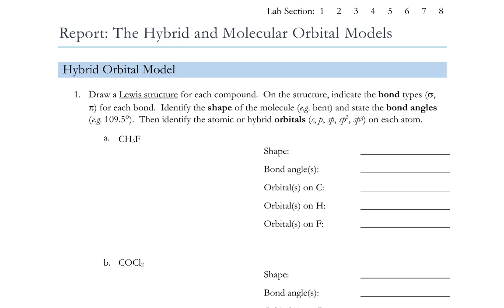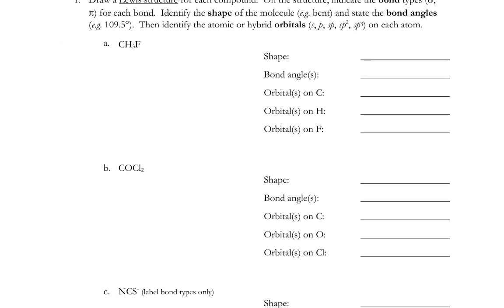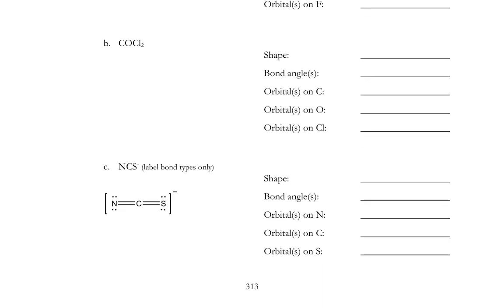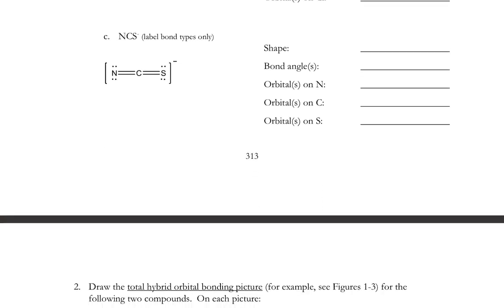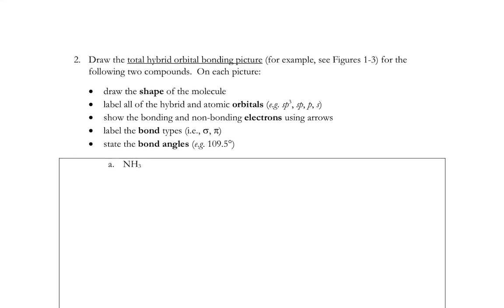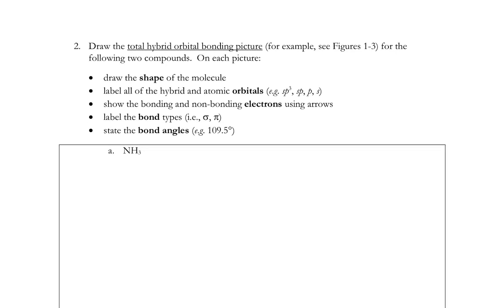So for carbon, what are the orbitals? Be sure to include any atomic orbitals, don't forget those. So you're including all hybrid and atomic orbitals. You're doing that for, of course, CH3F, COCl2, NCS minus, where the Lewis structure is already drawn for you. And then you're drawing 2 total hybrid orbital bonding pictures. So review what was in the introduction, look back at your Chapter 9 handout notes.